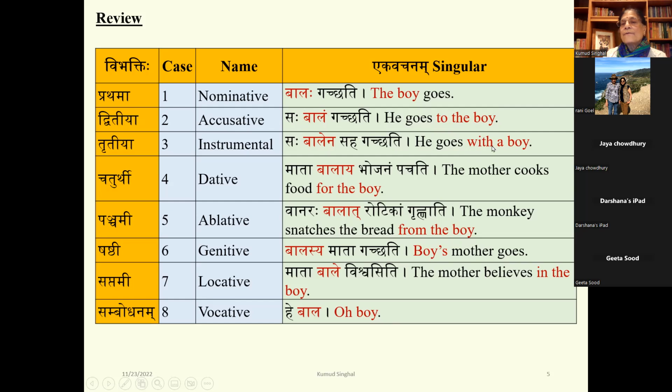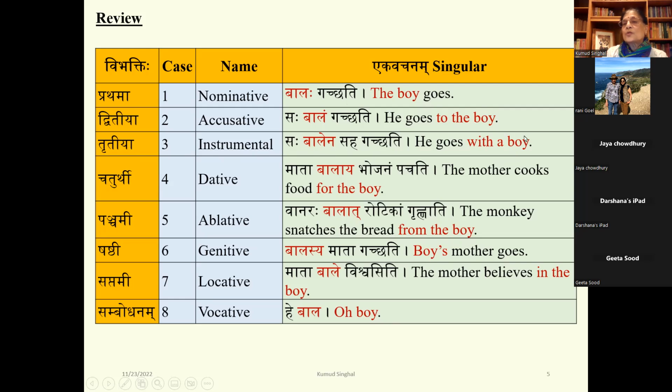He goes with the boy. So now, he goes is easy. It will be Saha Gachati. In order to figure out what the Sanskrit would be with a boy, with is a preposition used in the Tritiya Vibhakti, or case 3, instrumental. So with a boy, the form would be Balena. All these sentences are in ekavachanam, singular, like one boy.